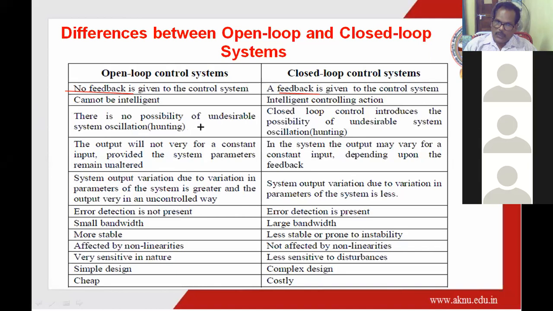Okay, in the open loop there is no possibility of undesirable system oscillations. And here the closed loop control system introduces the possibility of undesirable system oscillations. That means we can observe the changes in the system. So these are many points to compare the open loop and closed loop systems. Everything is placed here: cheap and costly, simpler design and complex design. All these points are compiled with the help of the advantages and disadvantages of the open loop system and closed loop system. Okay, is it clear now?